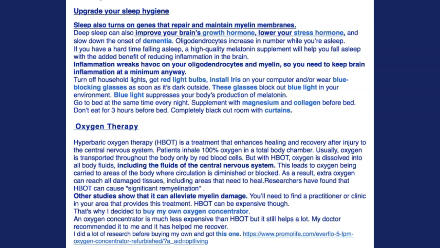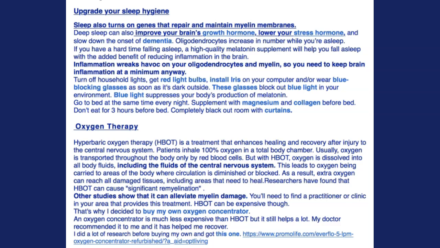Upgrade your sleep hygiene. Sleep also turns on genes that repair and maintain myelin membranes. Deep sleep can also improve your brain's growth hormone, lower your stress hormone, and slow down the onset of dementia. Oligodendrocytes increase in number while you're asleep. If you have a hard time falling asleep, a high-quality melatonin supplement will help you fall asleep, with the added benefit of reducing inflammation in the brain.